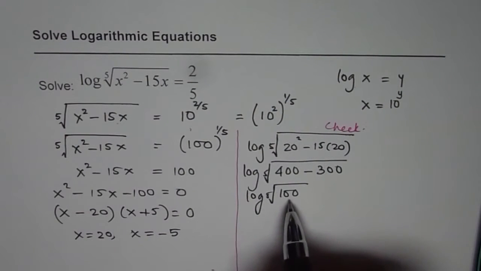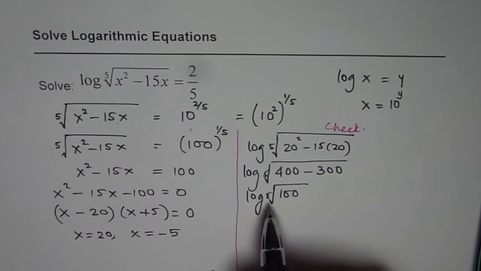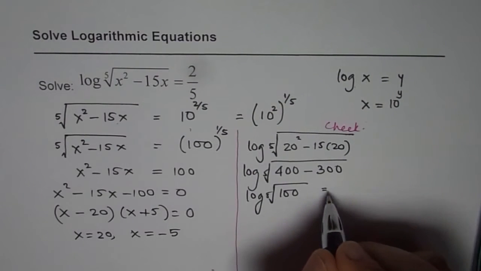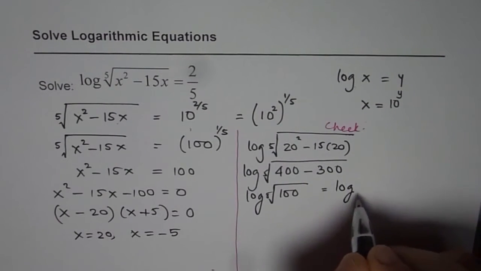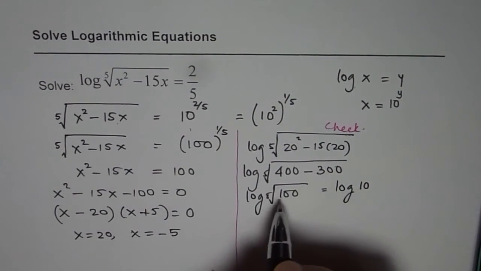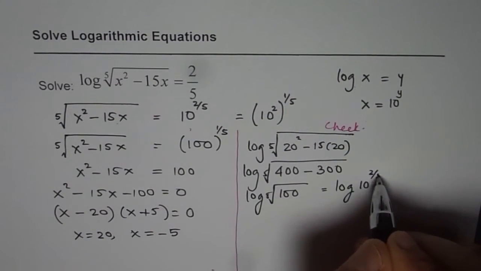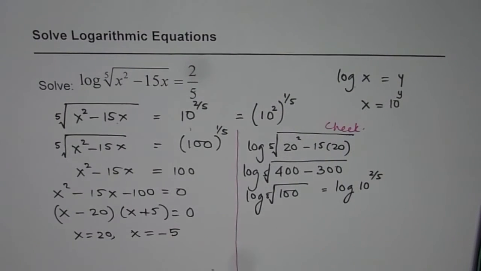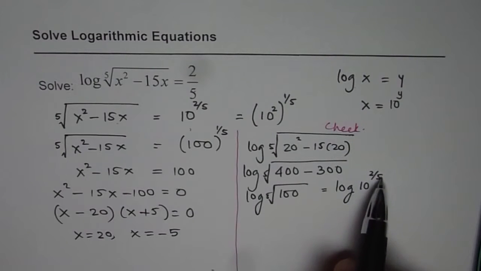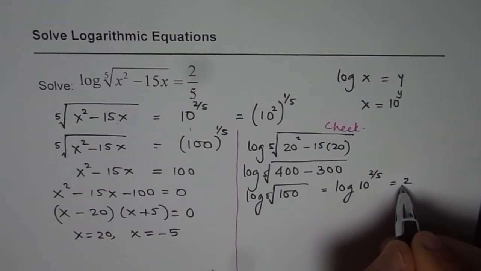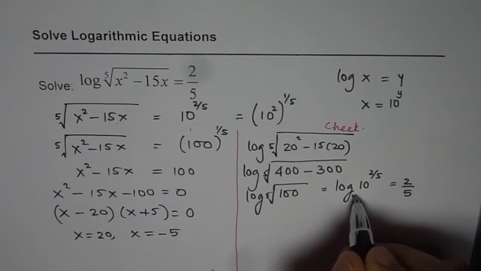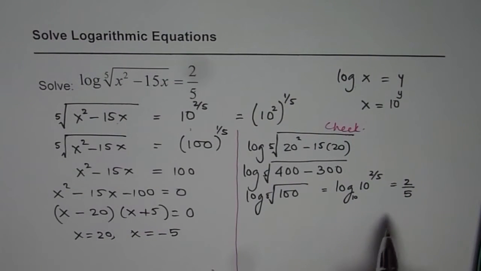Now, the fifth root of 100 is log to the base 10, right? So we can write this as log of 10 to the power, this is 10 squared, right? So we could write this as 10 to the power 2 over 5, just as we wrote here. So this equals log of 10 to the power 2 over 5. Log of 10 to the power 2 over 5 is 2 over 5, correct, since this base is also 10. So we get 2 over 5, which is indeed what we wanted.